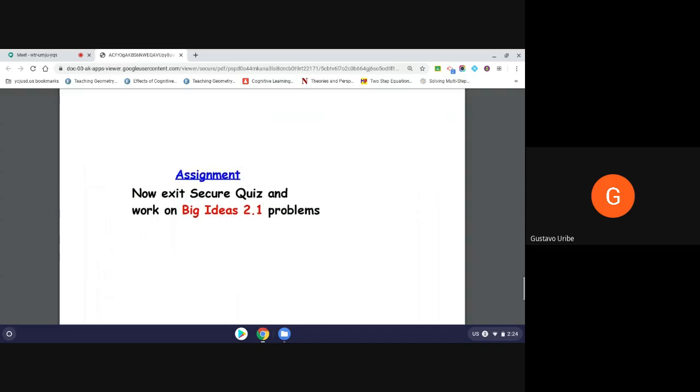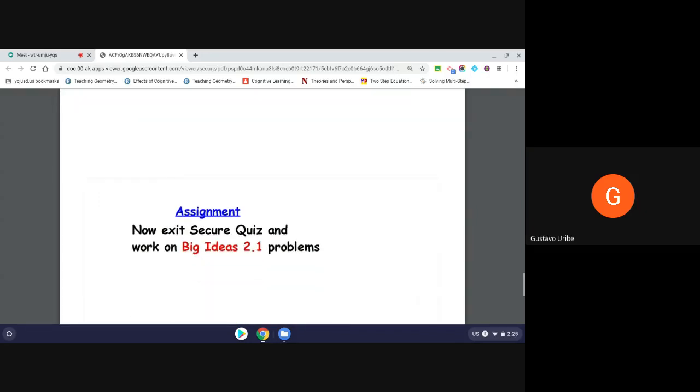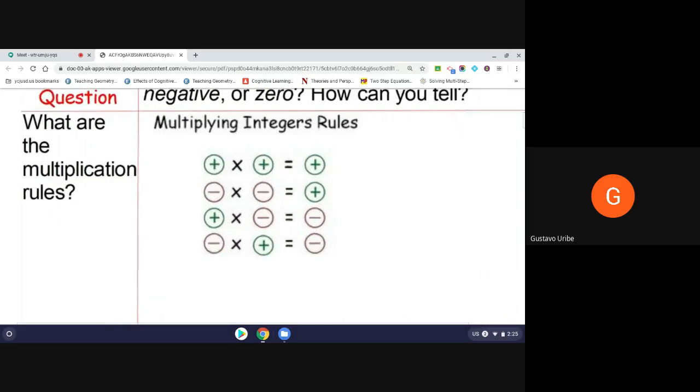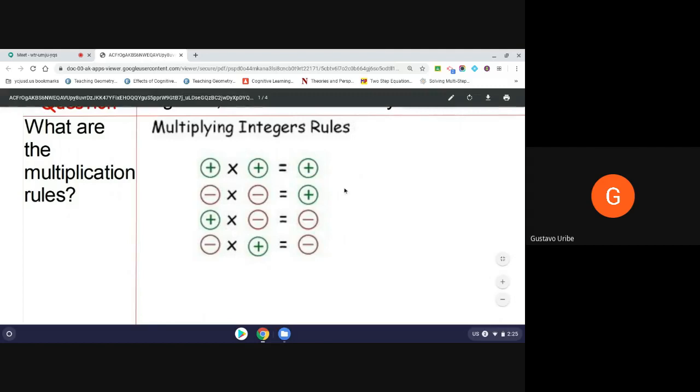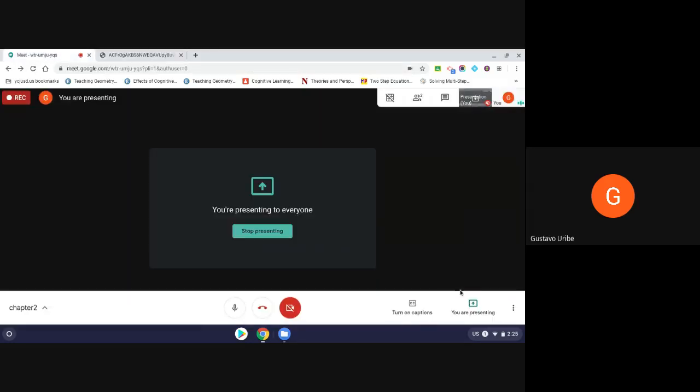Okay, that's it for this lesson. So we're going to try the problems in Big Ideas 2.1. And we're going to use these rules. You can have your notes open if you need them, but we are going to be practicing these integer rules to try to solve the problems in our assignment for today. If you need any help, just go ahead and let me know.